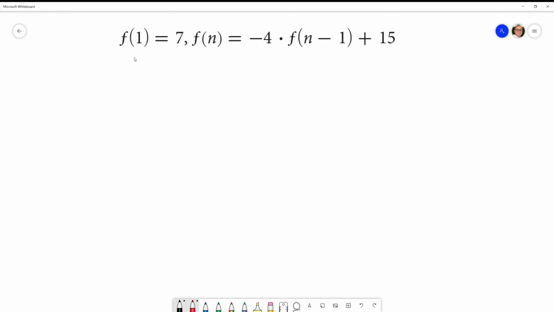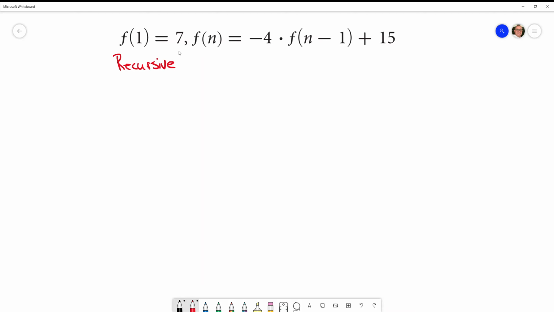All right, so let's take a look at an example that I wasn't able to go over with all of my classes. So we need to write the first 5 terms in this sequence. We see the sequence says f of 1 equals 7, and f of n equals -4 times f of n minus 1 plus 15. So we see that this is a recursive rule because they tell us what the first term is, and the recursive rules always tell us what the first term is.